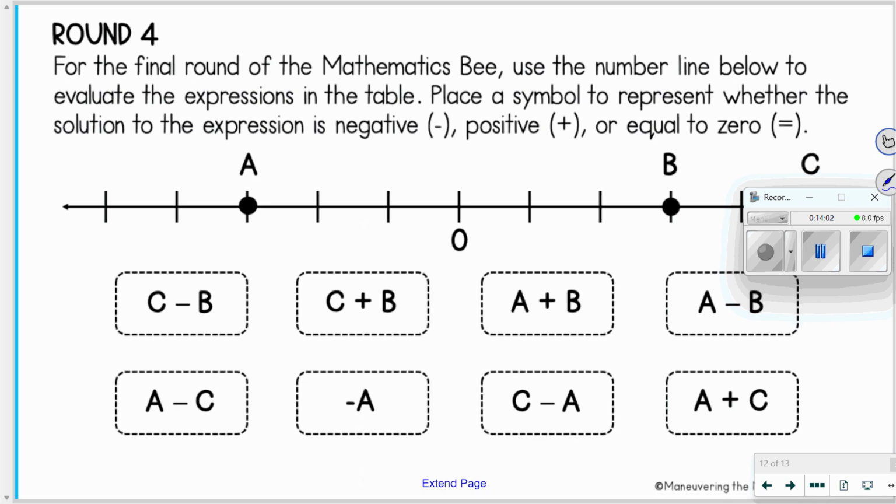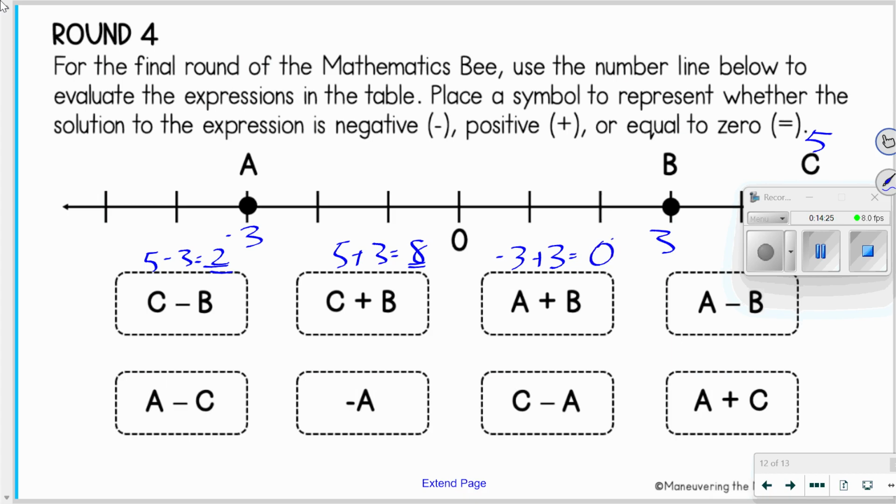Okay, the key on this last one, I would have started with the 3 values. Make sure you understand what they are. And then you're just writing what it says. So, C minus B, that's 5 minus 3, which equals 2. C plus B, that becomes 5 plus 3, so that equals 8. A plus B, that's a negative 3 plus 3.